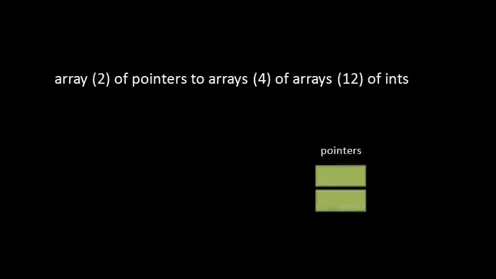For another example, if we have an array size 2 of pointers to arrays size 4 of arrays size 12 of ints, well, that sounds scary, but as you can see, it's simply an array size 2 of pointers, so it's just 2 pointers. It turns out that most of the complexity in the name of this type is in describing what kind of thing the pointers point to. But the representation in memory of this type is very simple, it's just 2 pointers.